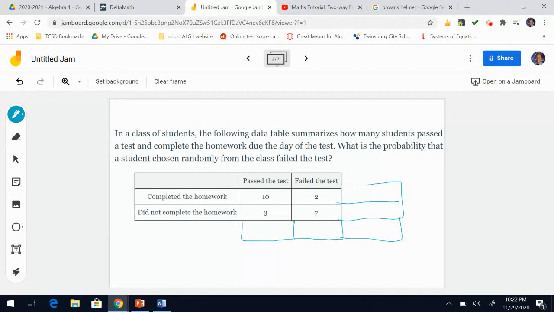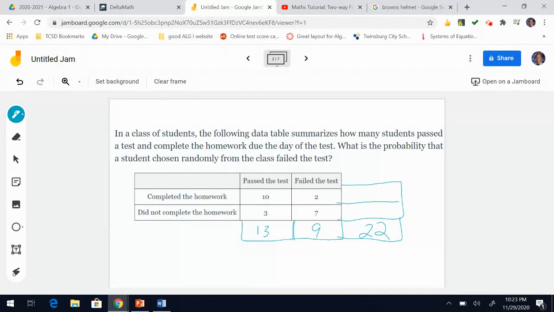So if we look, how many students passed the test? We had 10 who completed their homework and then 3 who did not complete their homework. Obviously if you do your homework, it seems like you're going to pass more than not. Completed their homework and failed was 2, and did not complete their homework was 7. So there's a total of 9 people who failed the test. Now I have 13 and 9, meaning we have a total of 22 students who took the test.